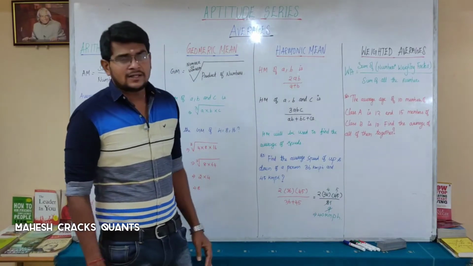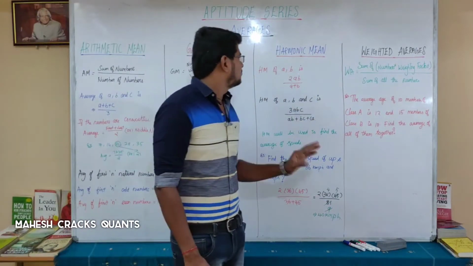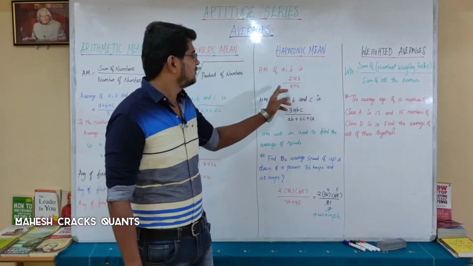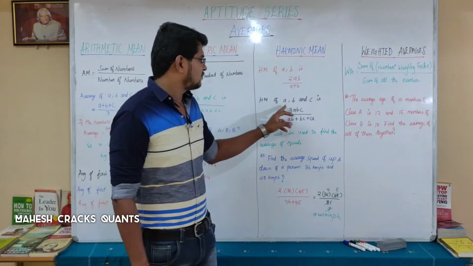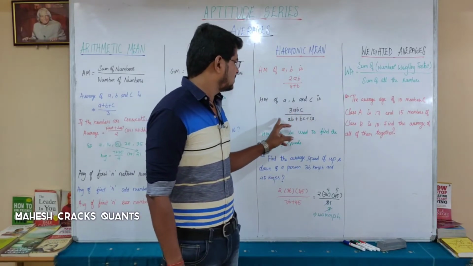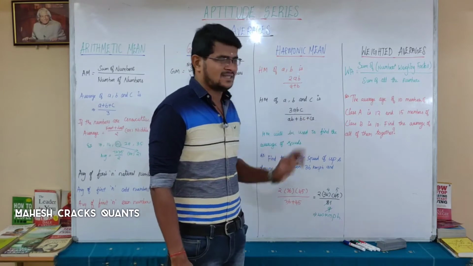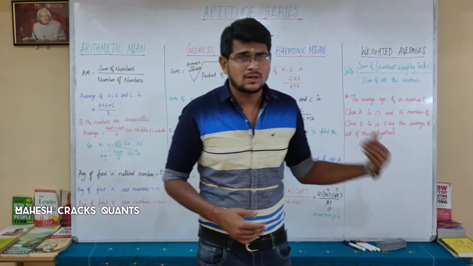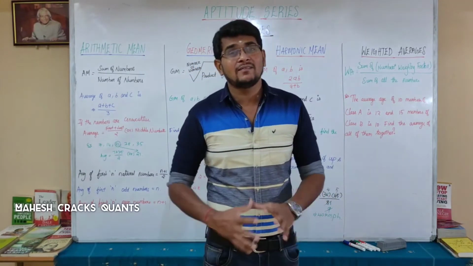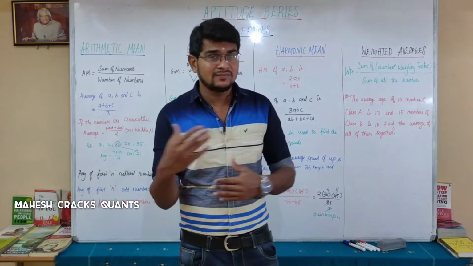Okay, get into the harmonic mean. What is harmonic mean? Harmonic mean of A, B is 2AB by A plus B, and harmonic mean of A, B, C is 3ABC by AB plus BC plus CA. Where we will use harmonic mean is to find the average of speeds, different speeds.